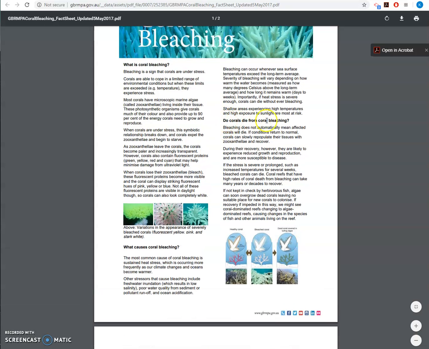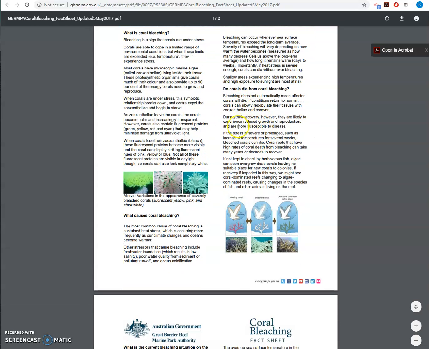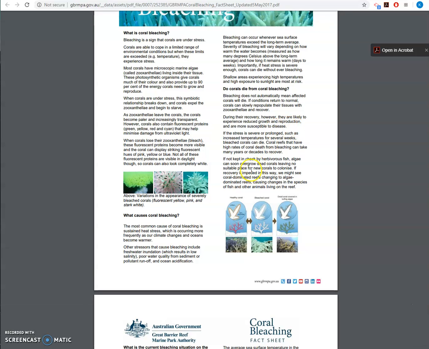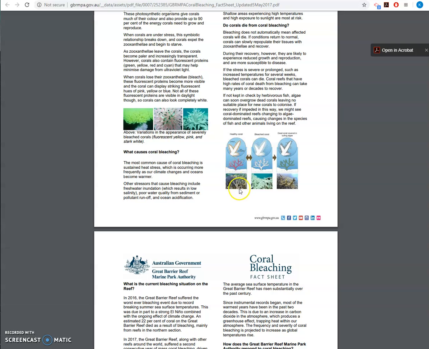Does coral die from bleaching? It doesn't mean death, but yeah, they can. Recovery is hard, and they're going to be more susceptible to disease. And if these corals get sick and they die, then there goes your healthy environment for your happy sea critters, right? So here's another picture of healthy coral. Here's a picture of bleached coral, and then here's a picture of dead coral.